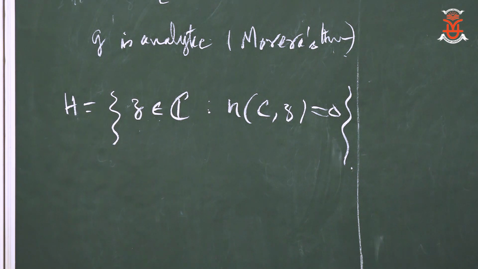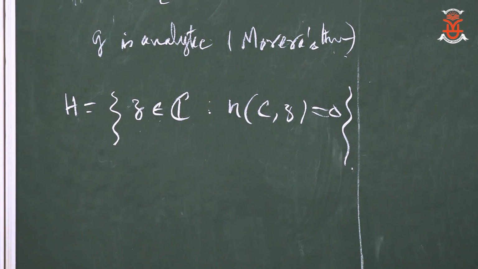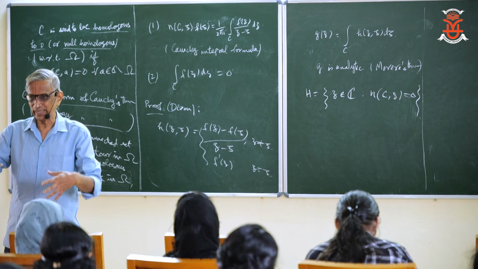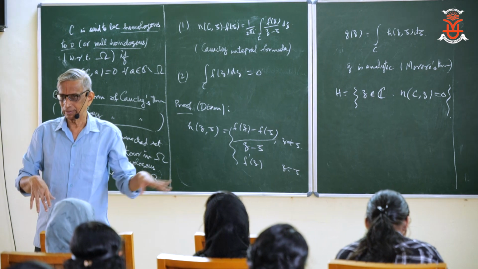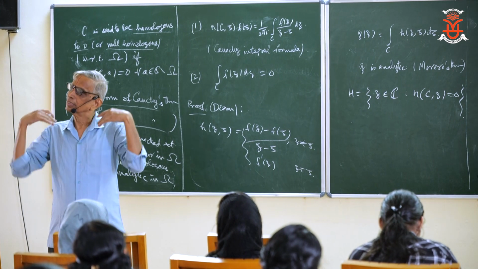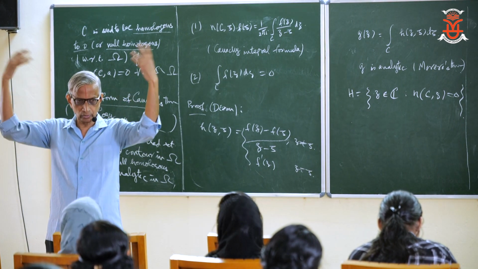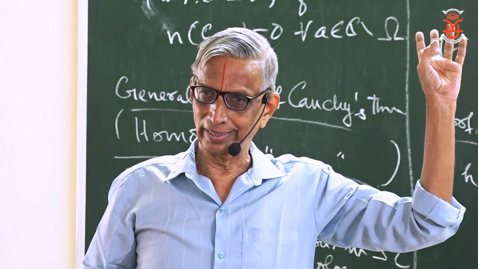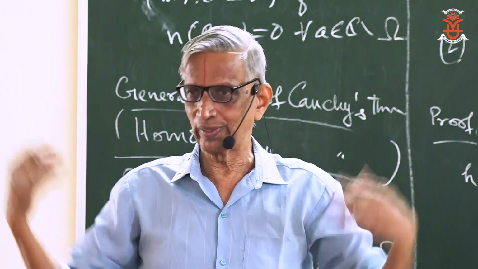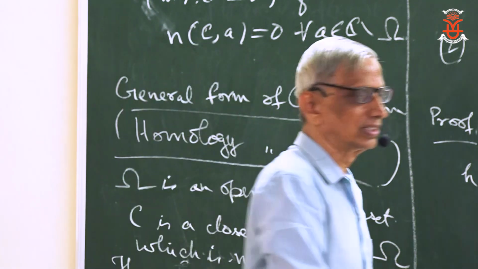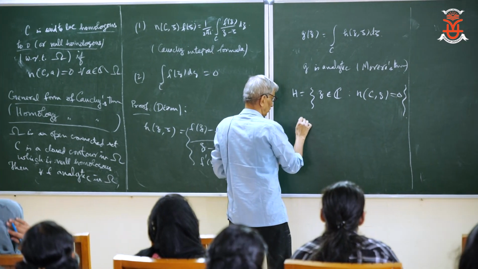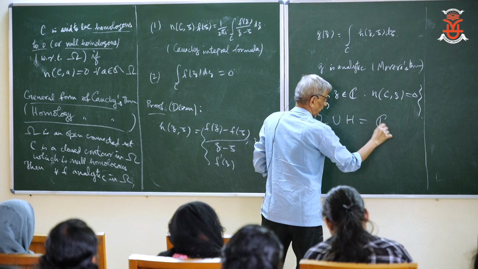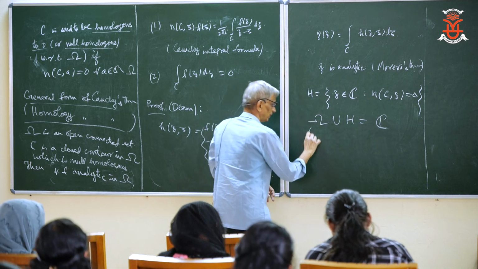So what is the assumption? C is homologous to 0. So essentially it means that the interior of C lies in omega itself. And of course, outside this we know that the index is 0, in the unbounded portion. So you have that omega union H is the whole of C by assumption.